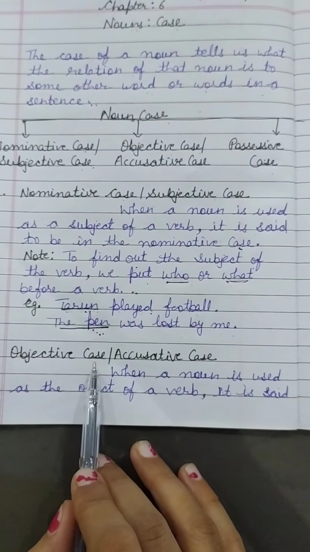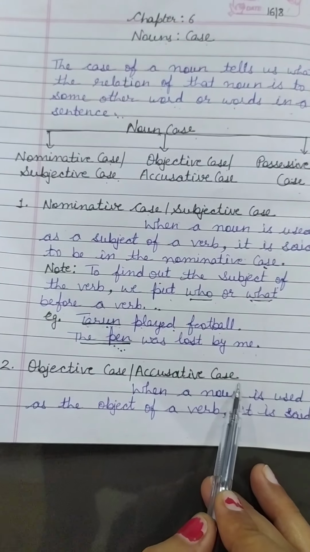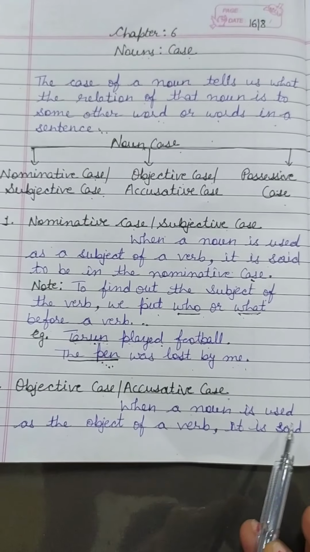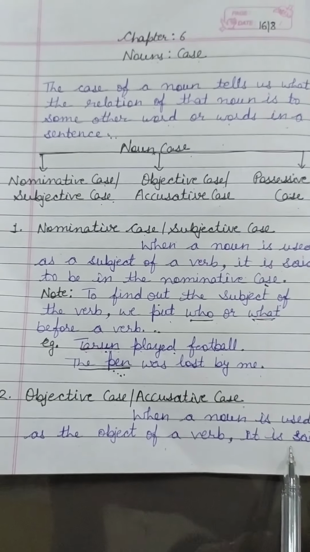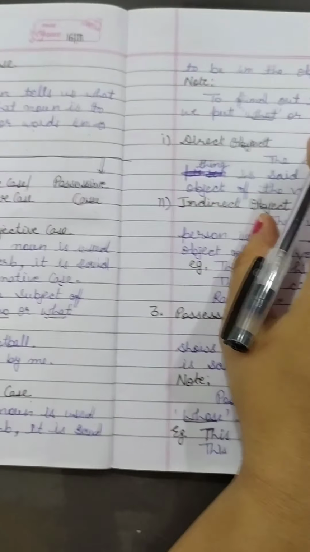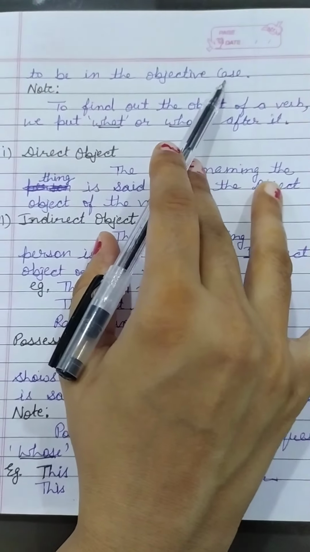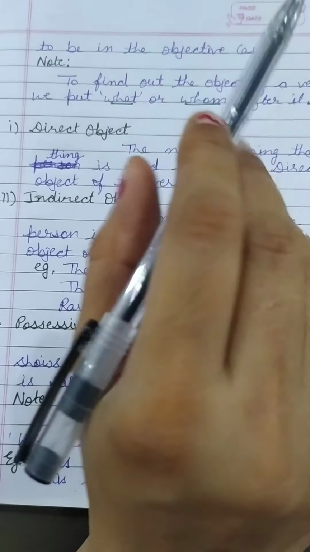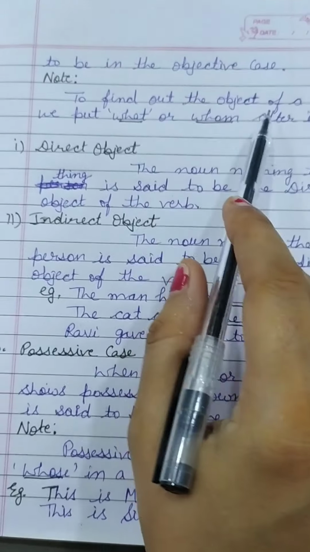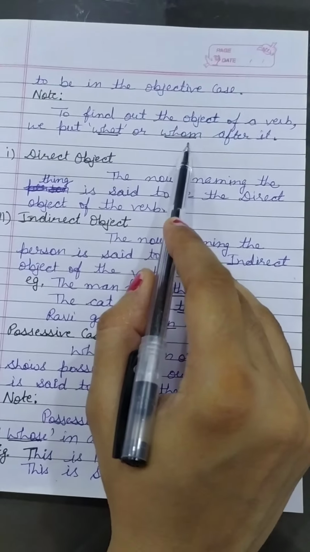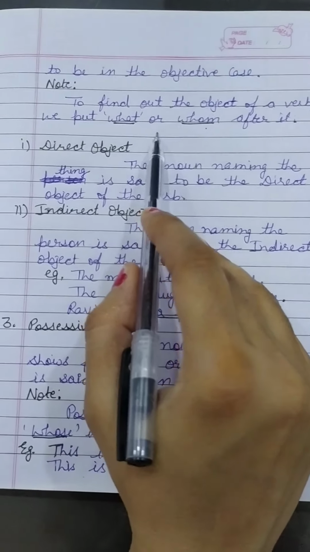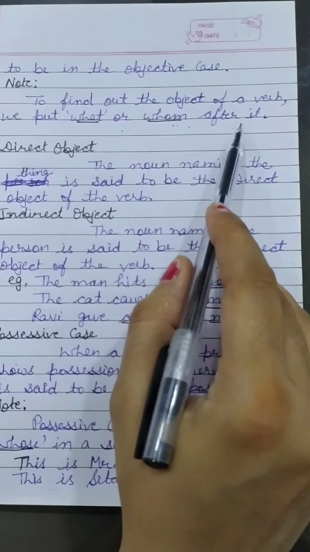Next, objective case, accusative case. When a noun is used as the object of the verb, it is said to be in the objective case. Object is the receiver of the action. To find out the object, we put what or whom after the verb.